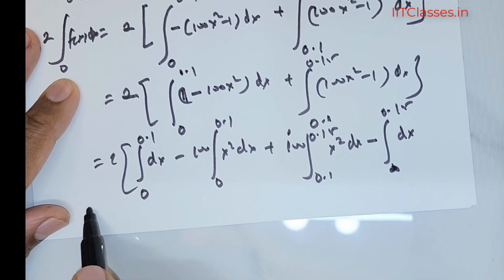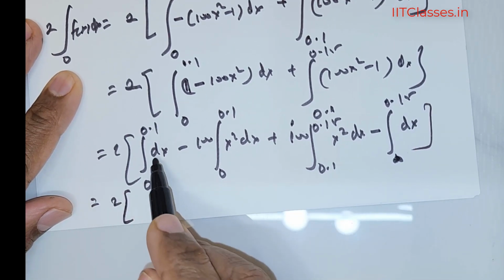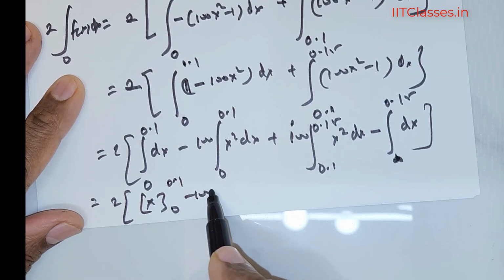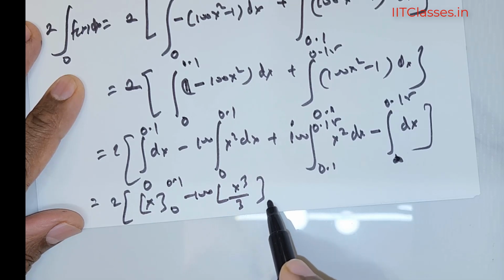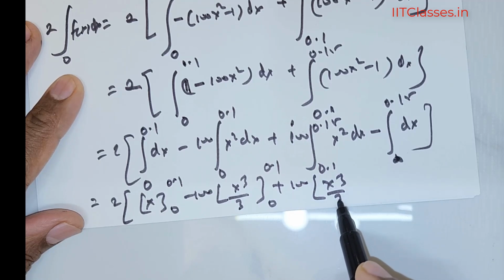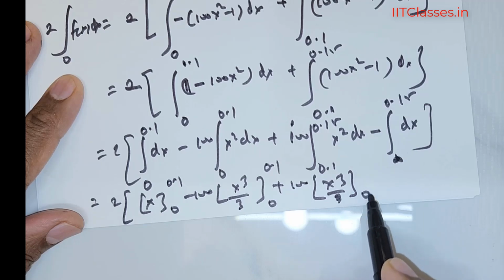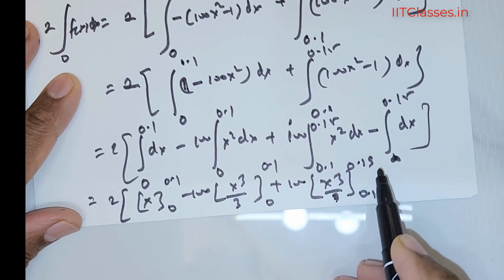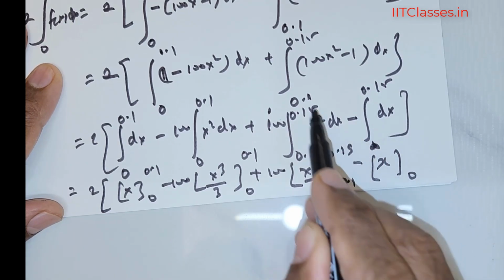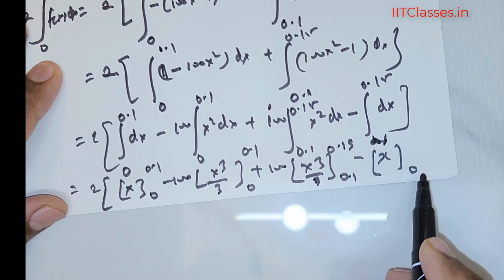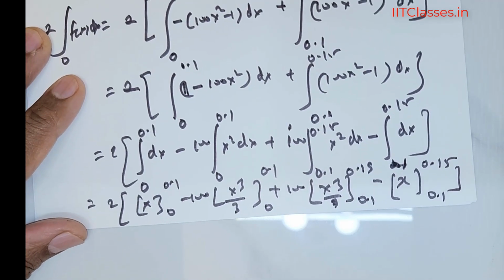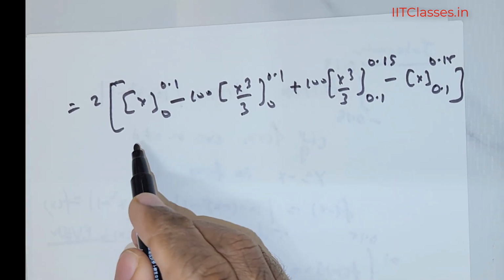Now this is going to be equal to 2 times: the integral of dx is x, with limits 0 to 0.1, minus 100 x to the power of 3 divided by 3, with limits 0 to 0.1, plus 100 times x to the power of 3 over 3, with limits 0.1 to 0.15, minus x with limits 0.1 to 0.15. So we will have to substitute the limits and evaluate. Okay, this is what we've got.